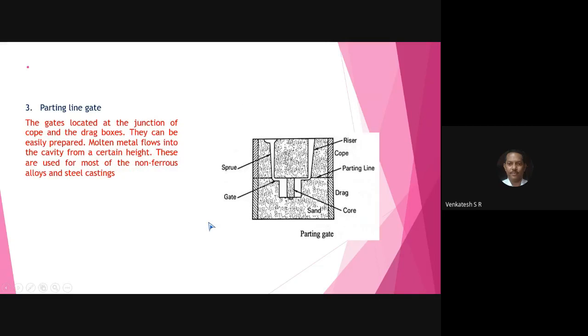Next, you come to the point, parting line gate. As we know, in the two-box molding process, the upper portion is the cope and the bottom portion is the drag, and the parting line is the top of the drag and the bottom of the cope, which makes the parting line. The gate present on the parting line is called parting line gate. The name indicates it. The gate present on the parting line is called parting gate or parting line gate.